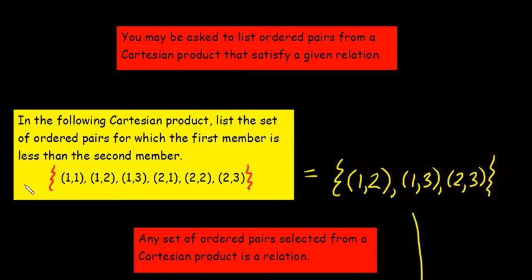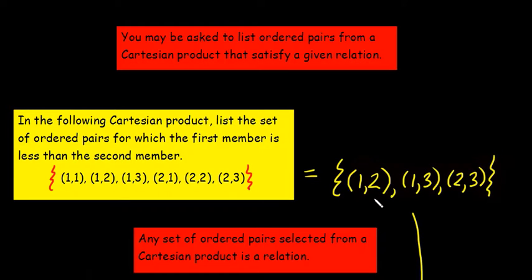In the following Cartesian product, list the set of ordered pairs for which the first member is less than the second member. So I have this list right here: (1,1), (1,2), (1,3), (2,1), (2,2), and (2,3). And we're looking for the list where the first member is less than the second member. So out of all of these, only 3 of them qualify.